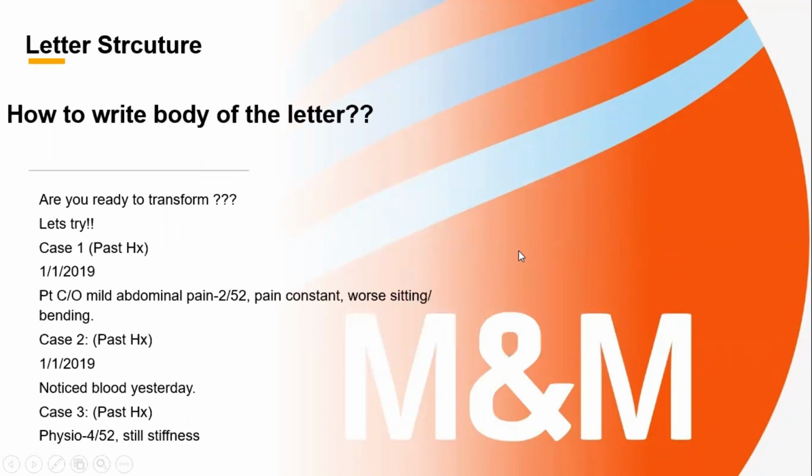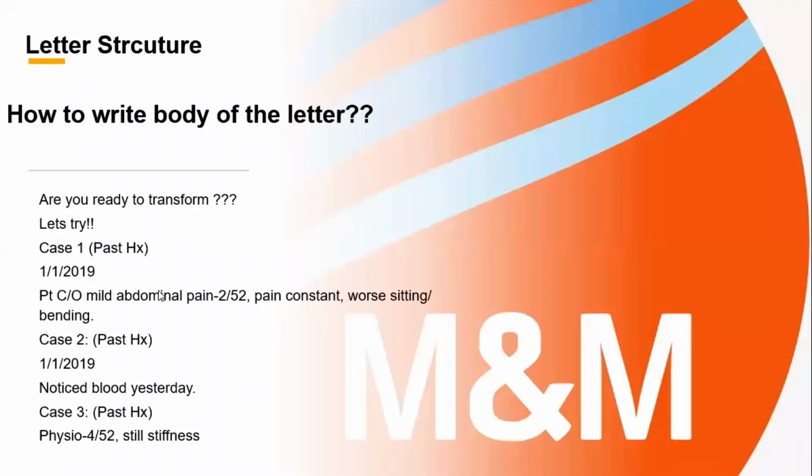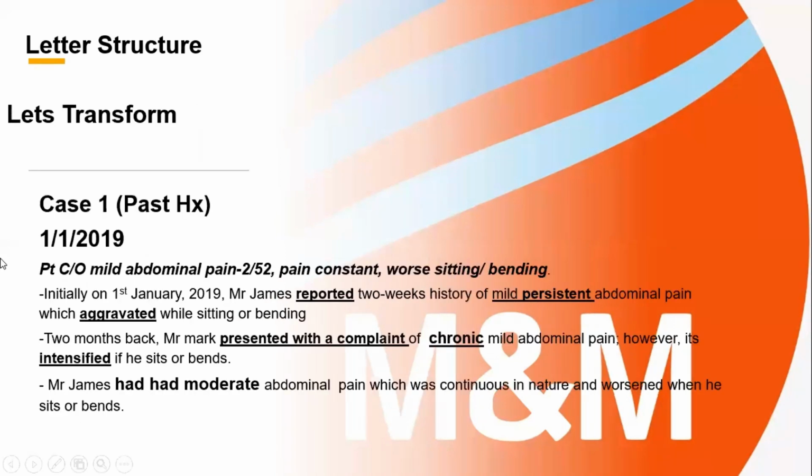Now let's have a challenge: how to write a body paragraph. How would you transform them? So there are three cases we discuss. These are all in the past history. I've written it so that you can use the past tense. Let's say, patient complaint of abdominal pain, 2 by 52, pain constant, worse sitting. So basically, these are three cases. Let's give it a try. How can you translate them? I've done a few examples for you.